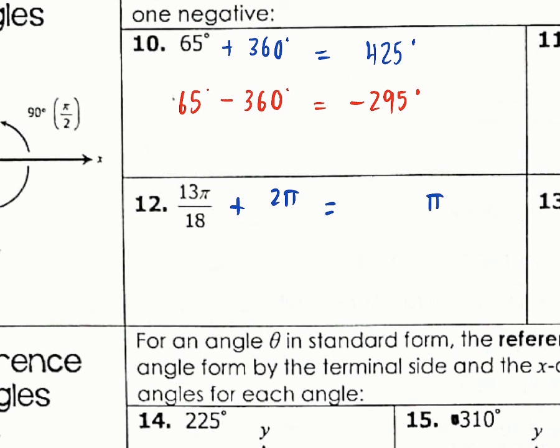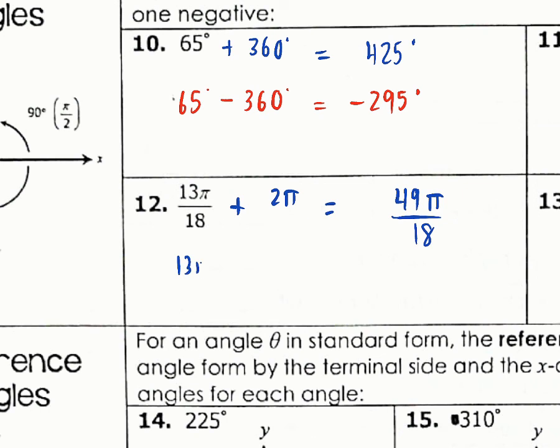So somebody help me out. What's 13 over 18 plus 2? 13 over 18 plus 2. 49 pi. So my answer in radian form is 49 pi over 18. Does everybody see that? I left it in terms of pi. I treated pi like a variable x. Y'all see that? Okay, one more.